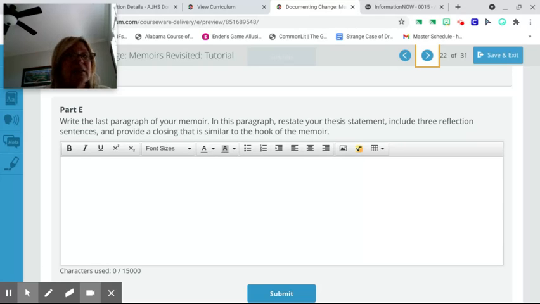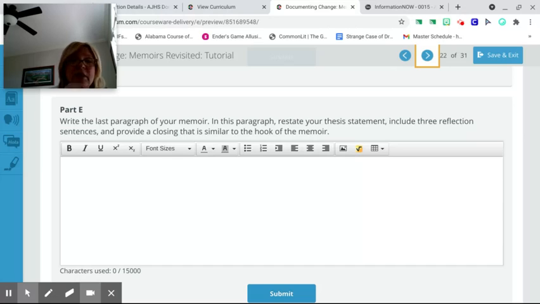You're going to restate what you said in paragraph 1, your thesis, your main idea, put it in different words. And then you want to include 3 reflection sentences. That means maybe looking back on that experience, what were 3 things that you observe about those? What are some conclusions you draw? What are some lessons you've learned?